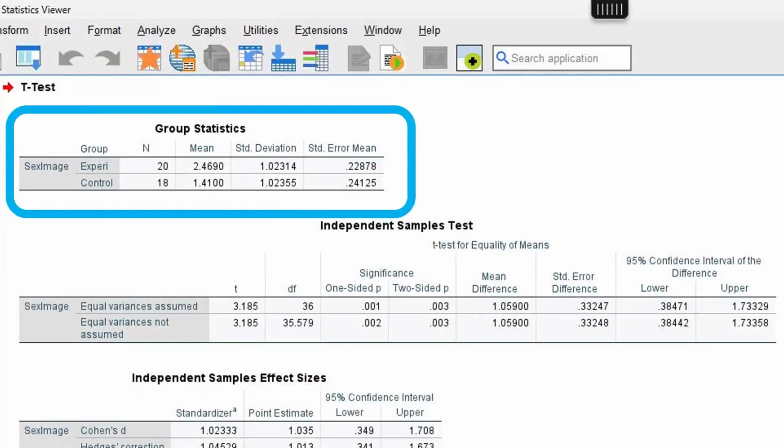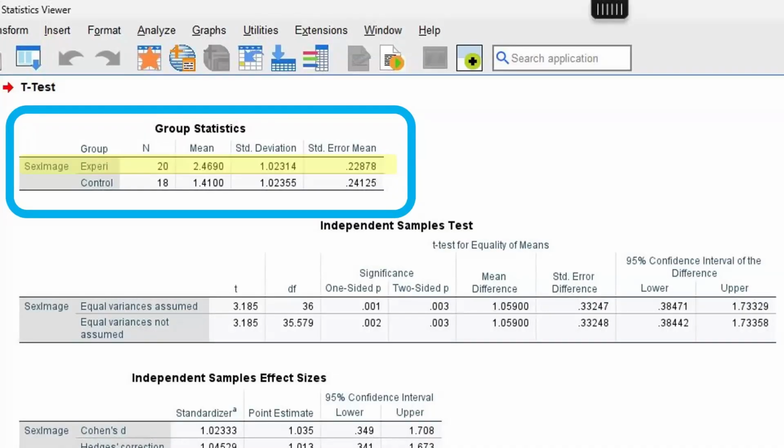First thing we check out is that group statistics table, that top table. Don't skip it. Even though you might not have to report anything from this table, do not skip it. Double check that it all makes sense. So for example, in the experimental group, we should have 20 subjects.